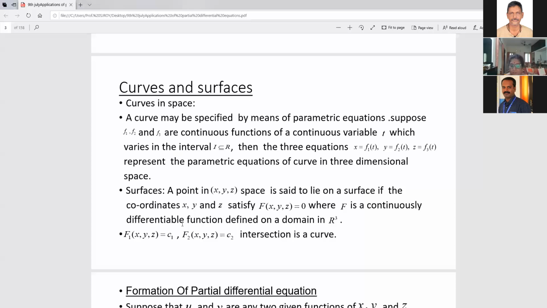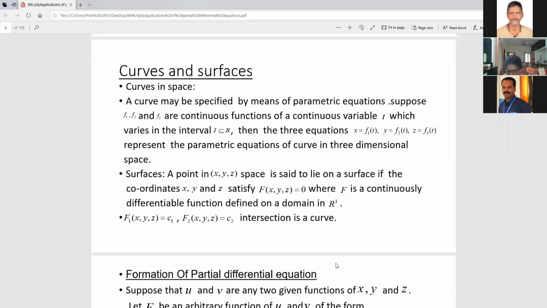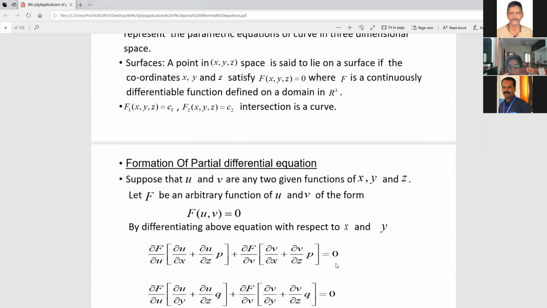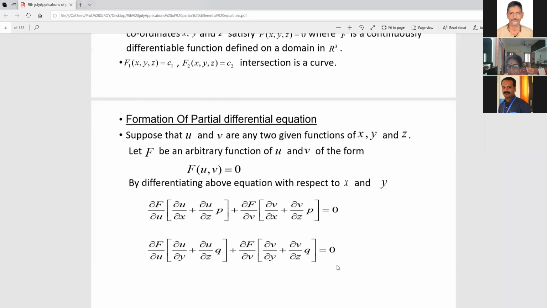Okay, fine. So now if you have two surfaces, let us talk about these two surfaces. If their intersection is non-empty, then definitely it is going to be a curve. So just I'm talking here about the formation of partial differential equation.